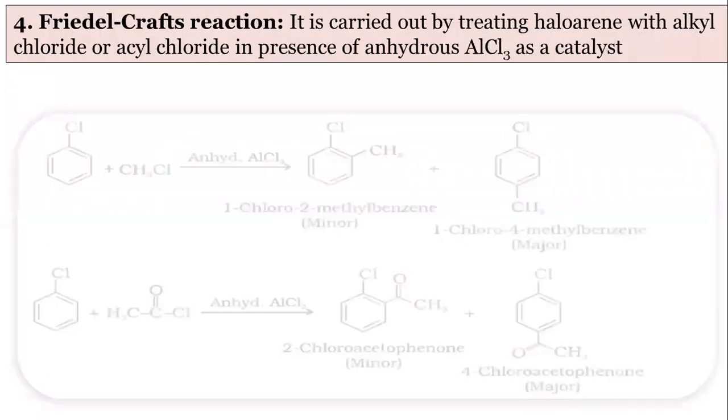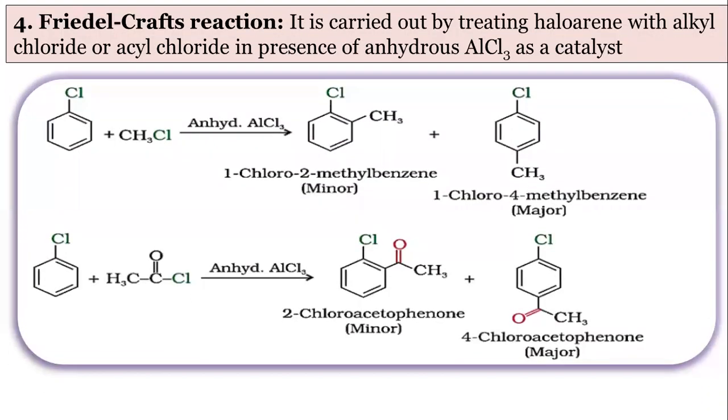Friedel-Crafts reactions. In 11th standard we also studied that there are 2 types of Friedel-Crafts reactions: one is alkylation and one is acylation. Again, I am going to explain these 2 reactions in detail. When CH3Cl is used, this is an alkyl halide, and this reaction is alkylation. When acyl chloride, CH3COCl, is used, this is Friedel-Crafts acylation.